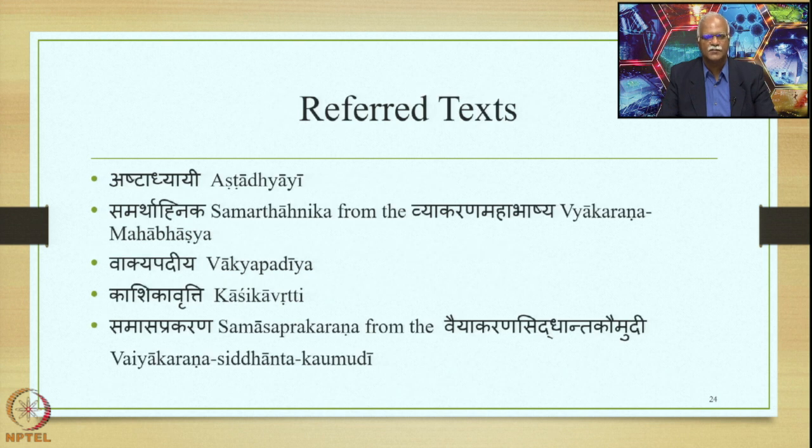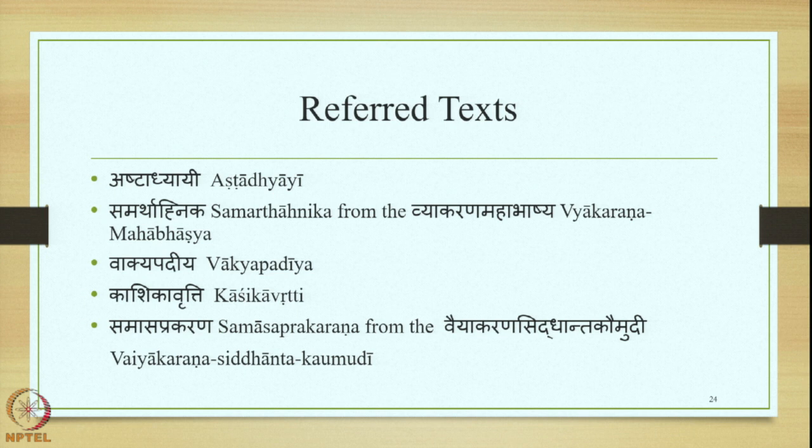These are the texts referred to: Ashtadhyayi of Panini, Samarthanika from the Vyakarana Mahabhashya of the great Patanjali, Vakyapadiya of Bhartrihari, Kashika Vritti of Jayaditya and Vamana, Samasa Prakarana from the Vaiyakarana Siddhanta Kaumudi of the great Bhattoji Dikshita.